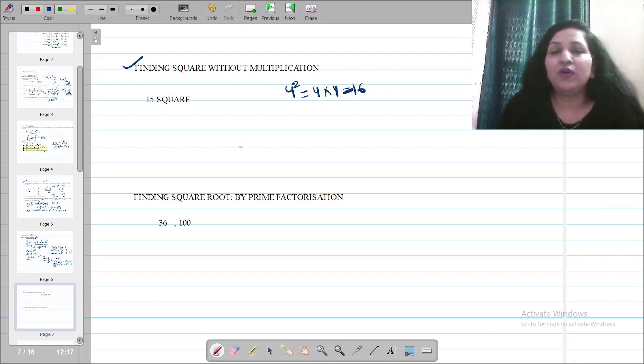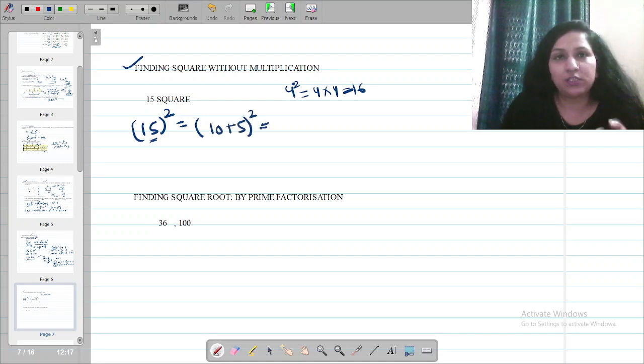Another way out, if you are having a 2 or 3-digit number, if I have to find 15 square without multiplying 15 into 15, multiply बिना करे, some other method has to be used for finding. So what you are going to do, you have to split this 15 in two parts. Advisable, one part should have zeros. 10, 100, 1000. It has to be like this. So I can write 15 as 10 plus 5. Iska square. This much is okay.